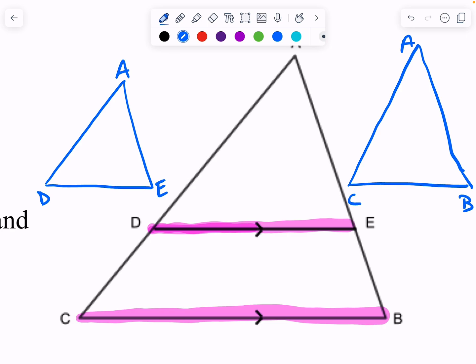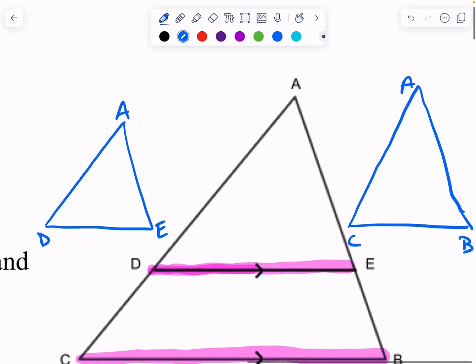And the first thing you want to know is, what do we know about them? And I'm going to argue that they are similar. And it's really through all the angles being the same. And we can find that through properties of other things that we know. So the first thing I want to mention is this angle A up here.